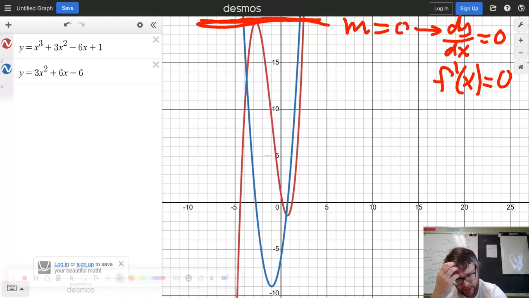So keep in mind, if the derivative is positive, your function is increasing. If the derivative is negative, your function is decreasing. If the derivative is 0, your function is neither increasing nor decreasing. So that brings me to optimization.